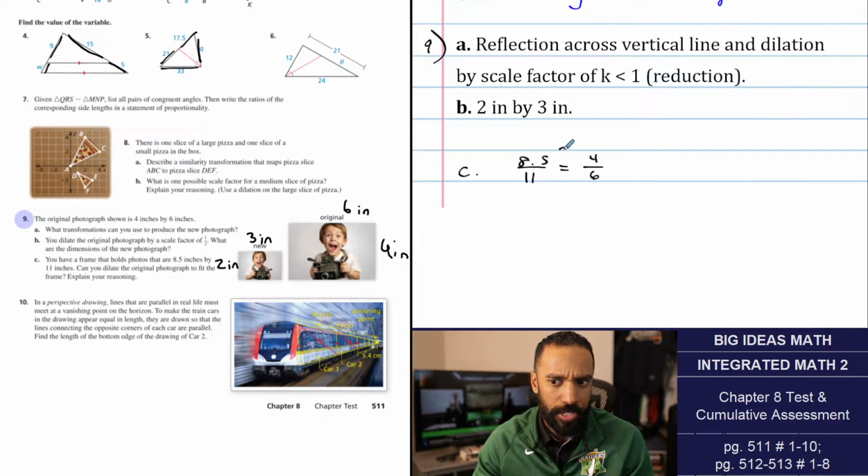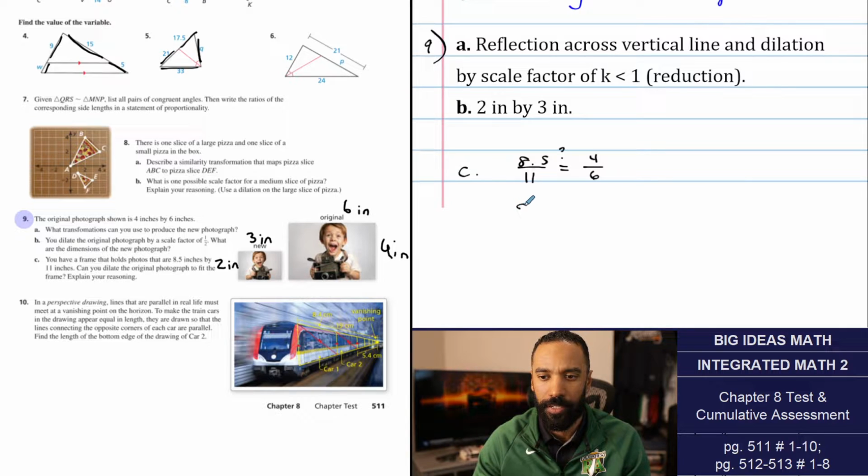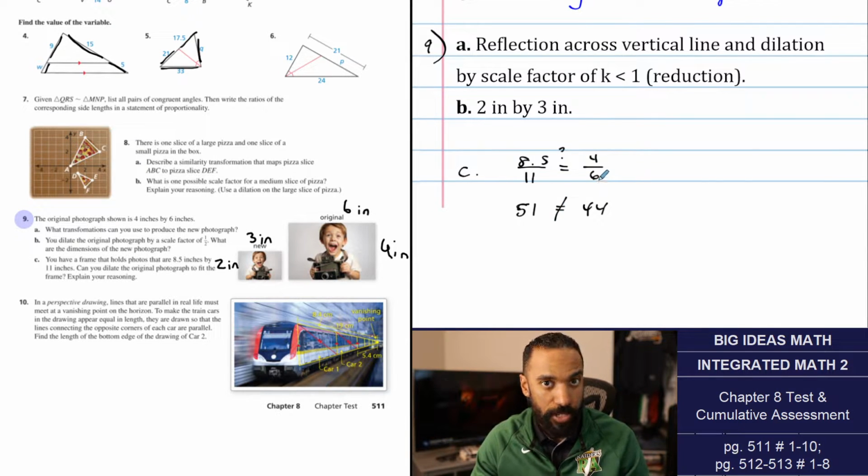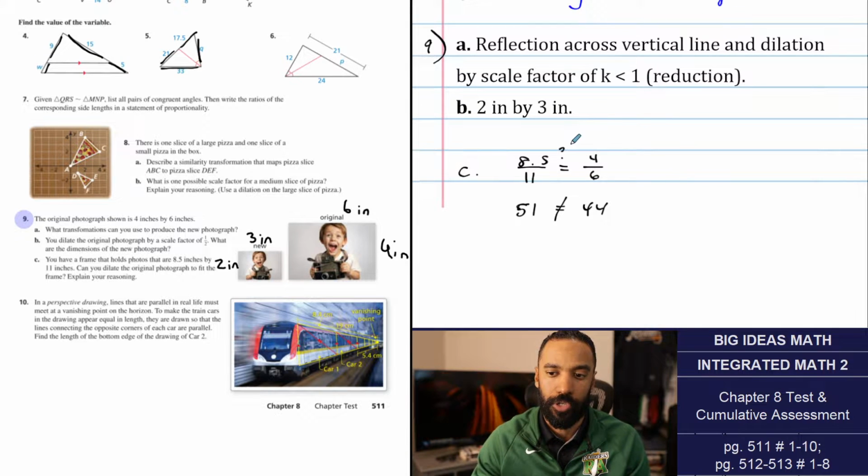But what you could also do is sometimes cross multiply. If 6 times 8.5 is easier for you, because I believe that's 51. That's 51 there. And 11 times 4 is 44. Those aren't the same. If they were the same, then that means they're in proportion. Now I could also show you the other way here.